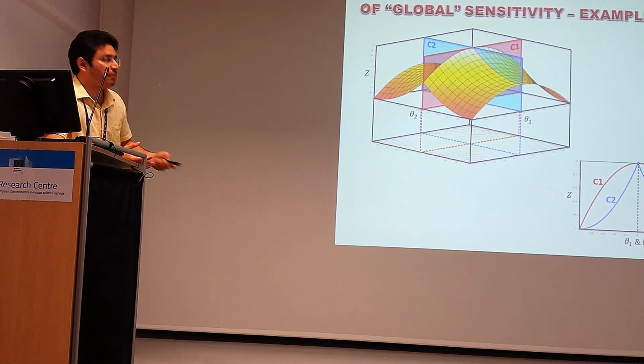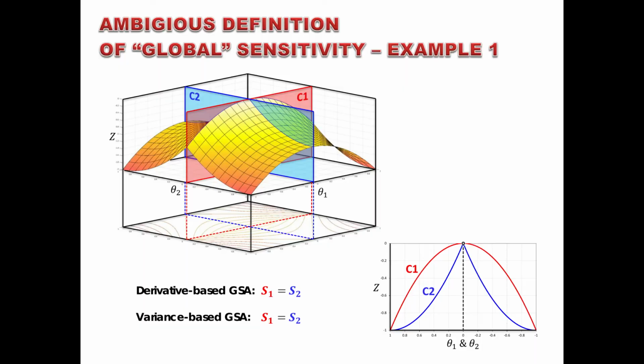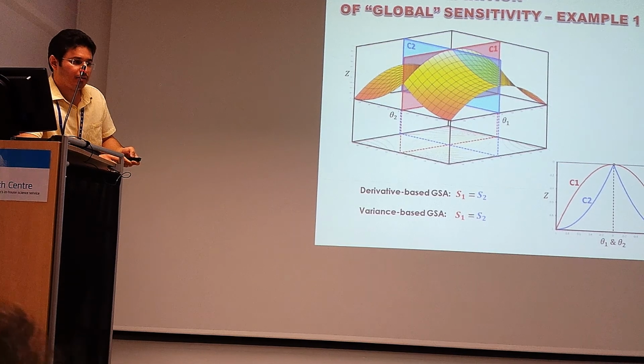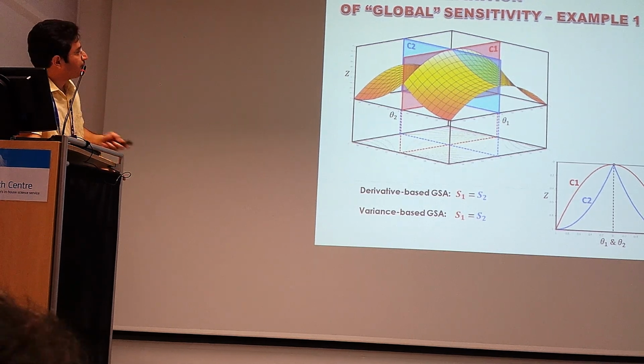But what we do in reality is we just apply the methods. For example, we apply derivative-based methods and variance-based methods, and both would tell you that they are equally sensitive. For the derivative-based approach, the average derivative of the two functions is the same, and for the variance-based approach, the variance of the two functions is also the same. So the two methods are telling me that they are equally sensitive, but obviously they have two different forms. The form of the response surface is quite different in one direction versus the other. So that's being ignored, that these are two different functions.